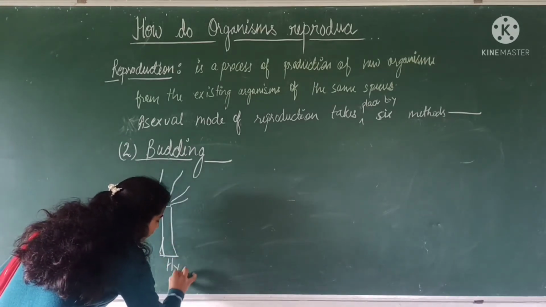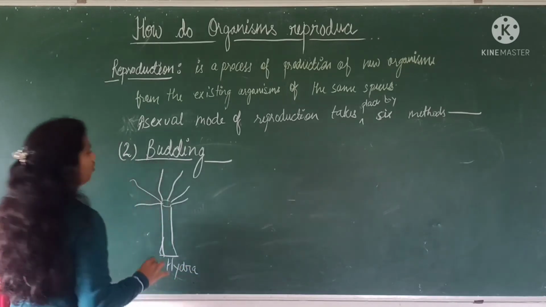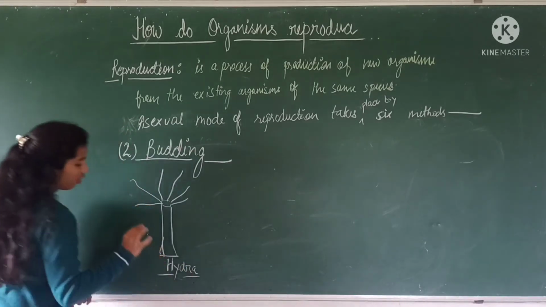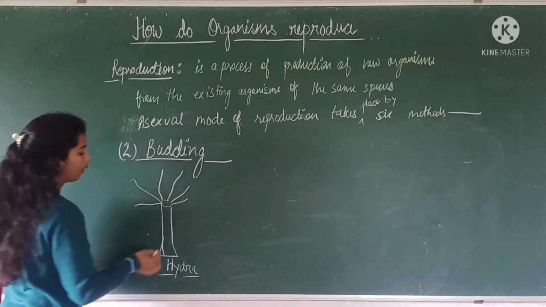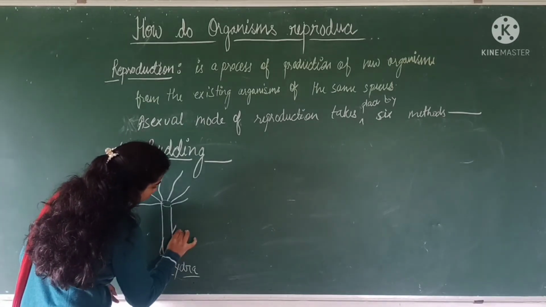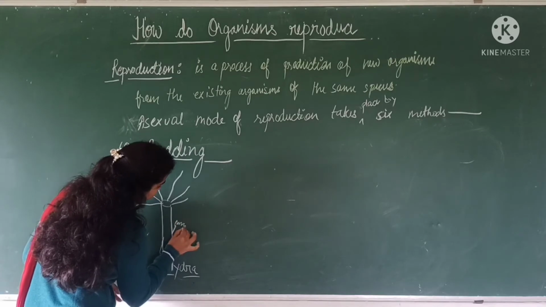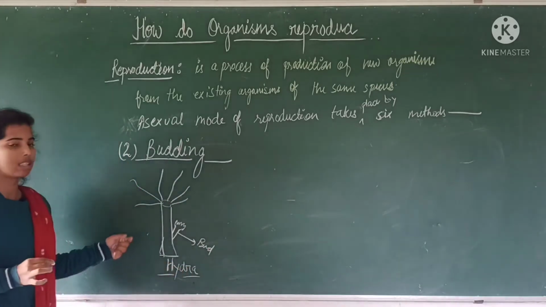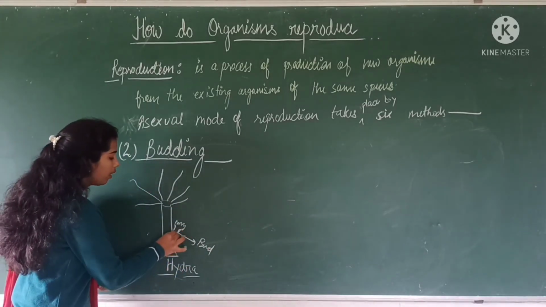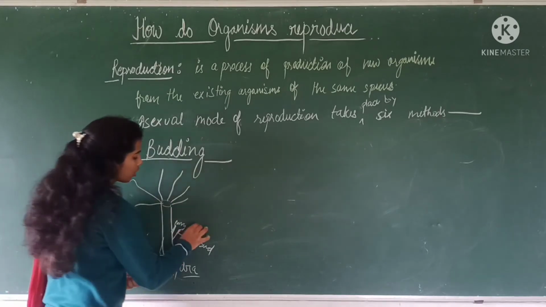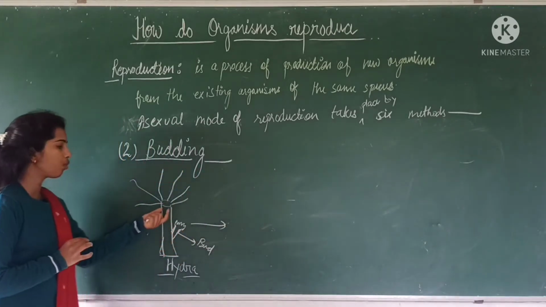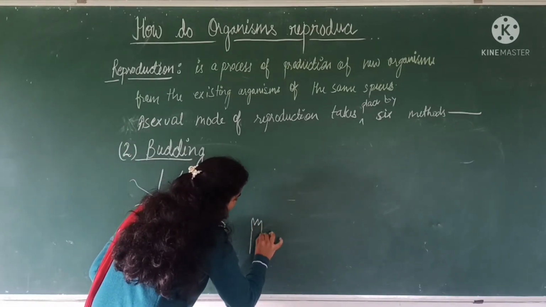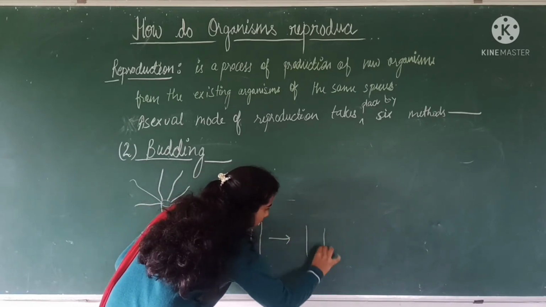This is hydra. Hydra reproduces by the process of budding. When they reproduce, this is the bud. The parent body starts producing the bud, and after some time this bud detaches from the parent body and a new hydra starts growing.